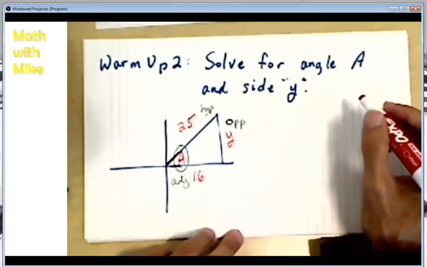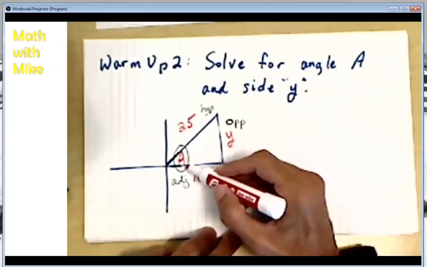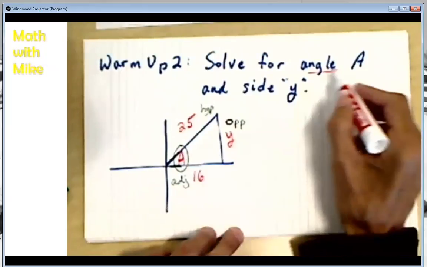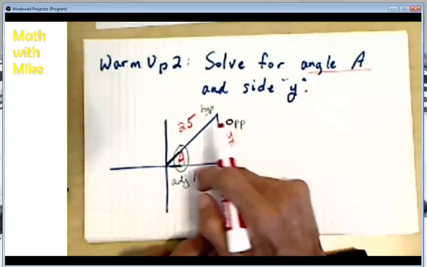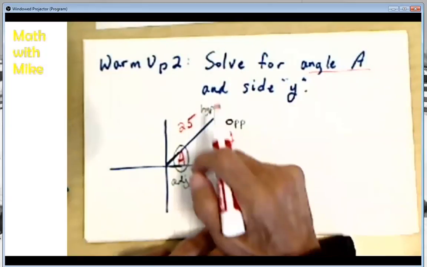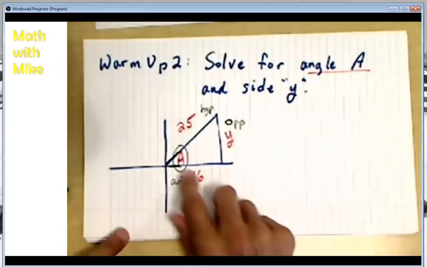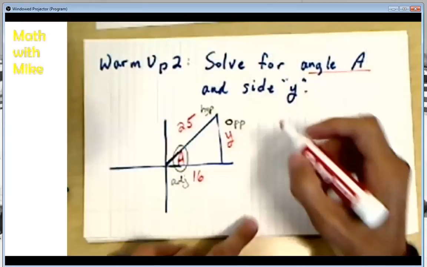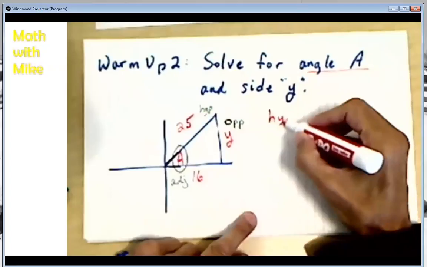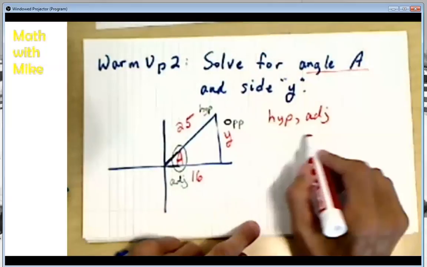So if you're solving for the angle first, right? What sides do we have available? If we want to find an angle, we have to have two sides. The HYP over ADJ. Well, we got those sides, HYP and ADJ, that's right. Now, which trig goes along with this?